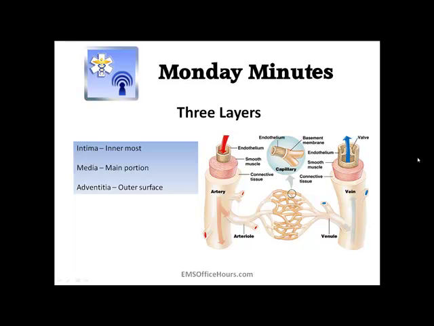Now, you've got three layers to the vessels, and the wall is composed of these layers of each individual vessel. You have your intima, and that's the innermost layer. This is just a simple epithelium, made up of a single layer of flat epithelial cells. Now the media is the main portion of the wall, and it's made up of a combination of fibrous connective tissue and smooth muscle tissue. And then you've got your adventitia, the outer surface of the blood vessels, made up of fibrous connective tissue.